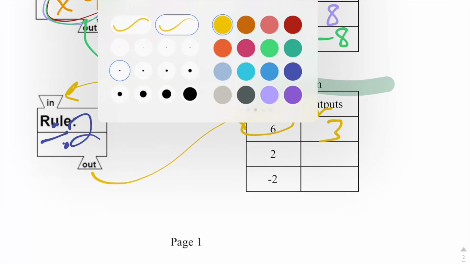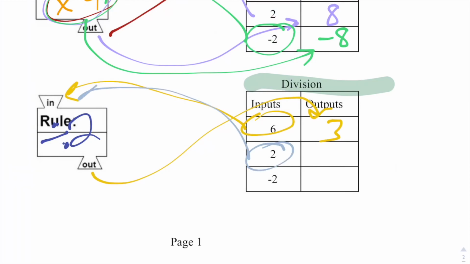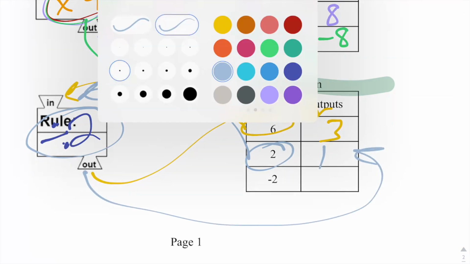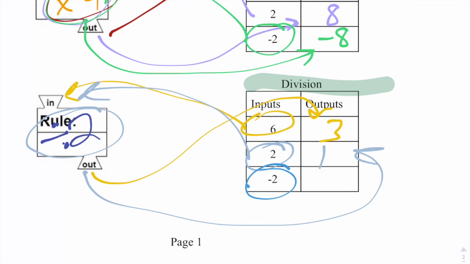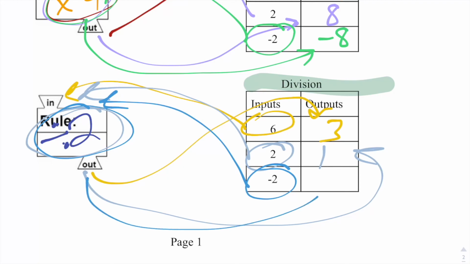Then we're going to take the 2 and drop that into the division function machine. Divide it by 2. 2 divided by 2 is just 1. Lastly, we're going to take this negative 2 and put it into the function machine, and divide negative 2 by 2. And negative 2 divided by 2 is negative 1. And negative 1 is what will come out of our division function machine.